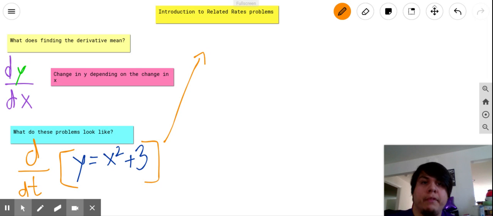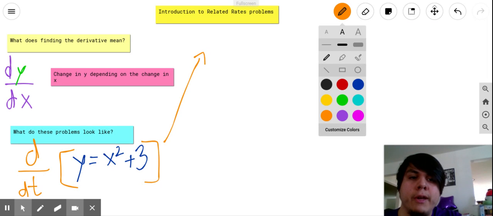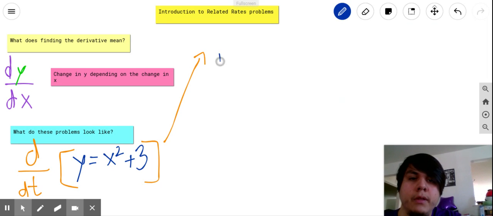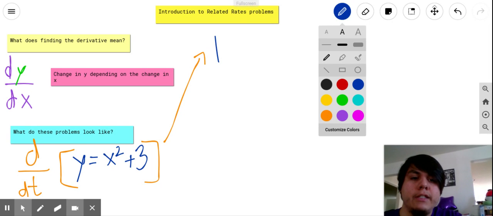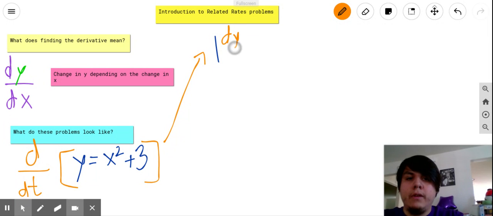So when I find the derivative of y, well, it's just y to the first. So using the power rule, I know that I should get a 1. But since I'm taking the derivative with respect to t, I don't get just 1. I get dy dt as well. Because, again, it's with respect to what variable I chose to take the derivative to.